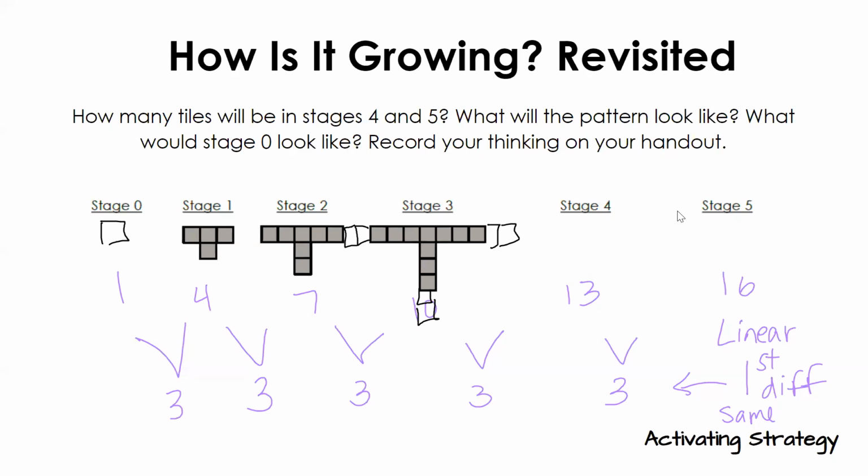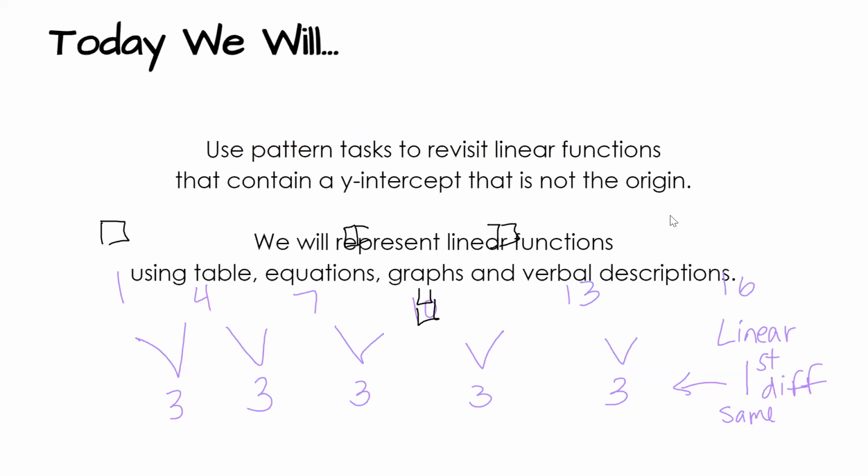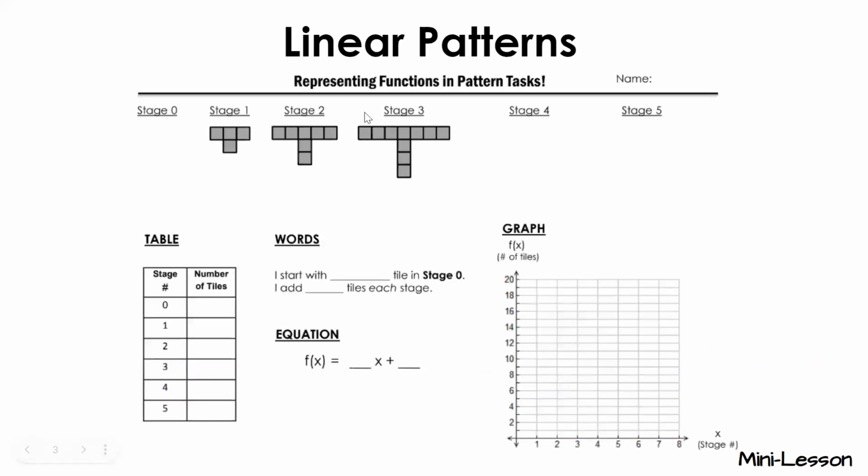Okay. So today we're going to use pattern tasks to revisit linear functions that contain a y-intercept that is not at the origin. Okay. So using that little pattern that we just built, let's fill in this table. So how many tiles were in stage zero? How many were in stage one? Four. It should have been four, right? What about the next one?